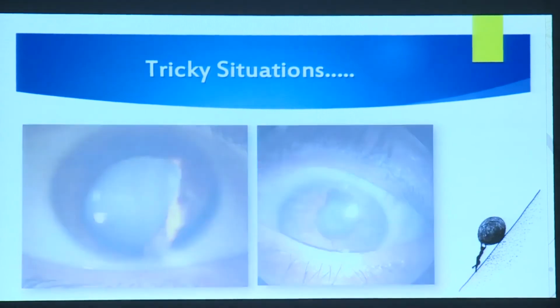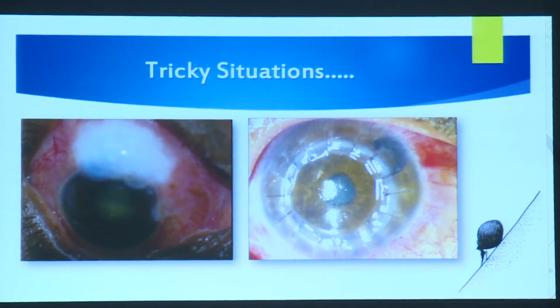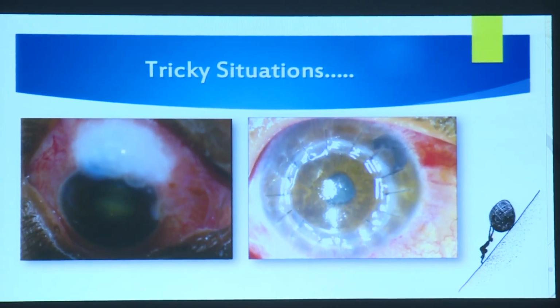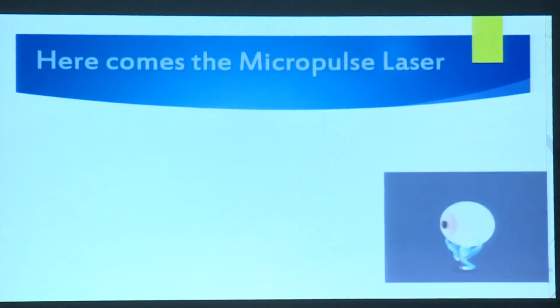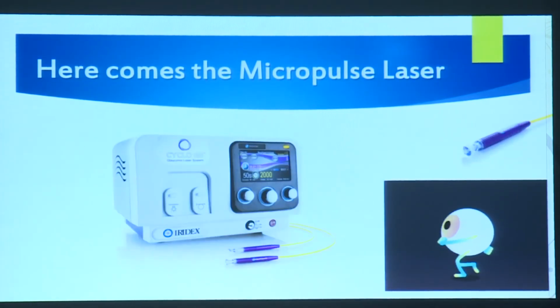In these situations, often people do trab, and this might be the result. You may have a failed trab with a cataract in situ again, or cataract with status post keratoplasty and secondary glaucoma. In these situations, trabeculectomy has still higher chances to fail. And then to my rescue often comes this micropulse laser. No financial interest, but yes, it is useful.